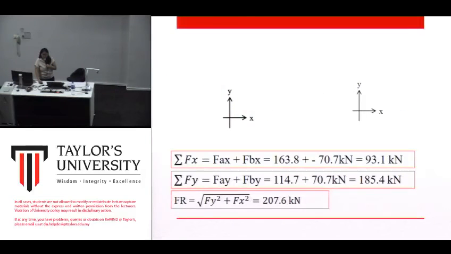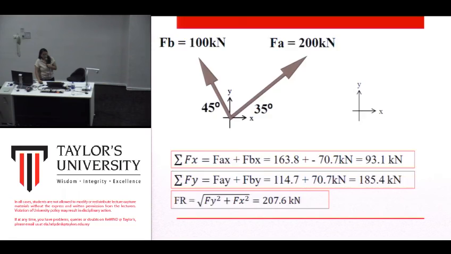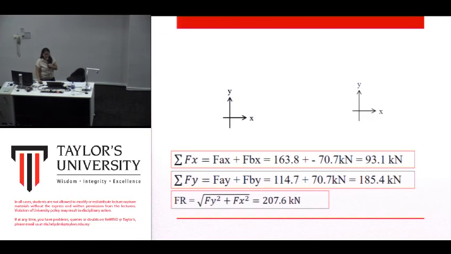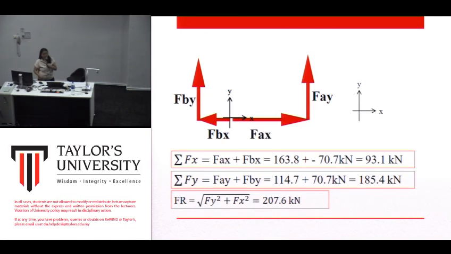So what we have done so far is we were given these forces, FA and FB. We resolve them into their components, x and y: FAX, FAY, FBX and FBY. So now all the forces are in the same direction, so we can sum them up. The summation of force in x direction equals FAX plus FBX, only the x components.